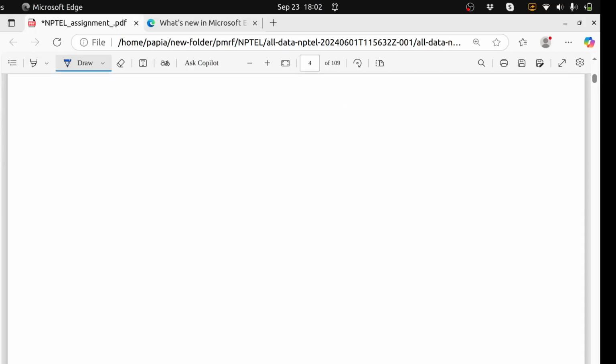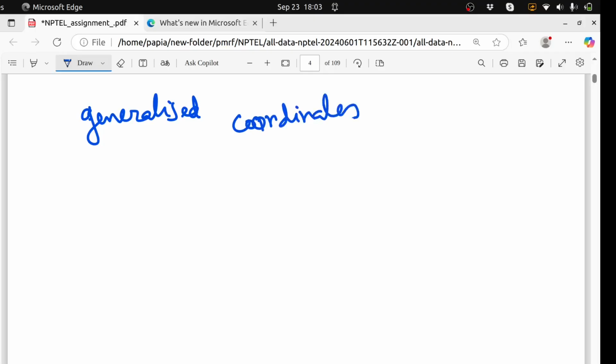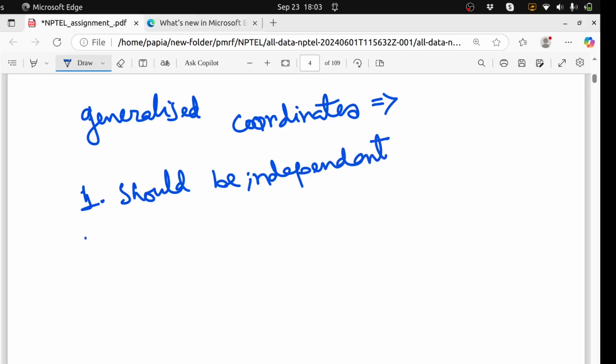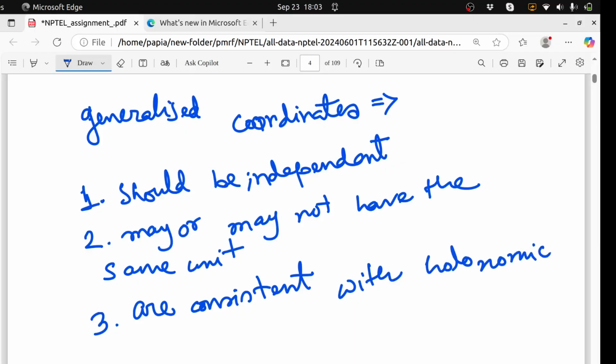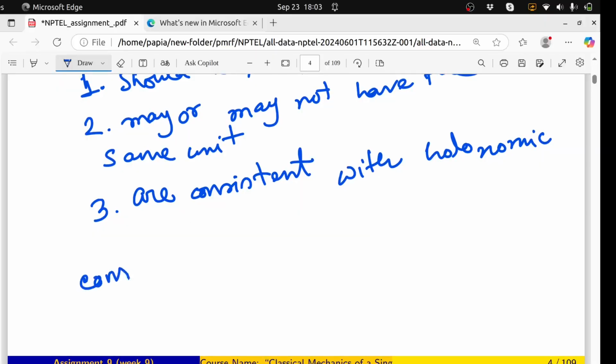So I just want to mention here that generalized coordinates should be independent, may or may not have the same unit, and are consistent with holonomic constraints. Okay, so this is the case.